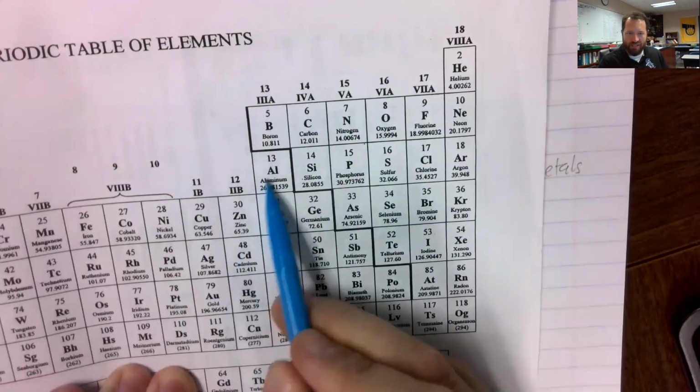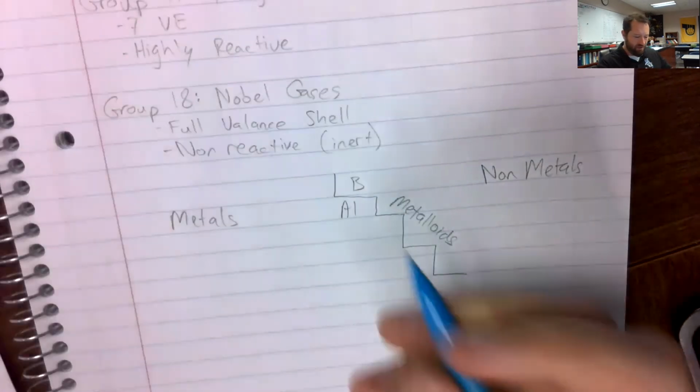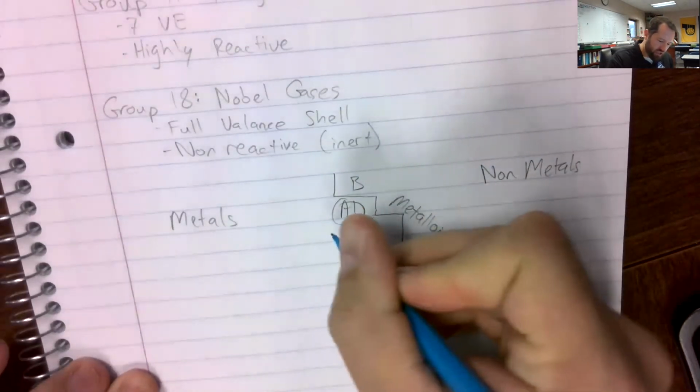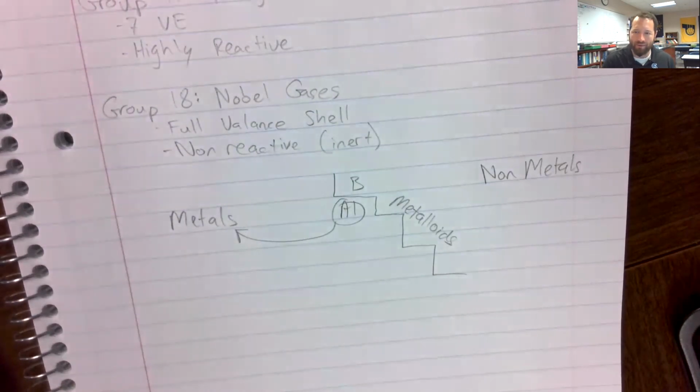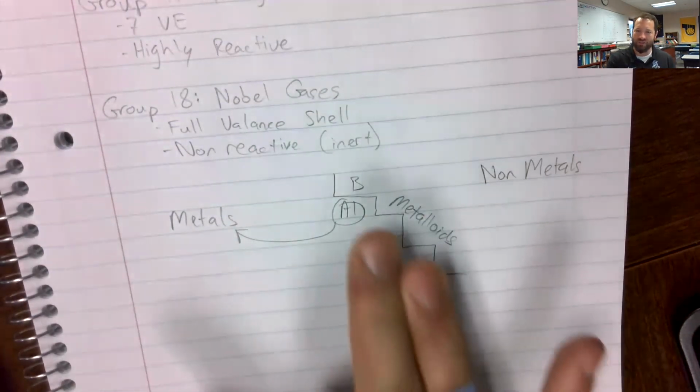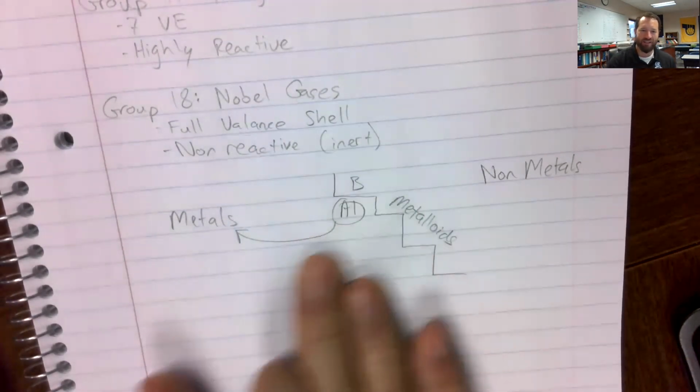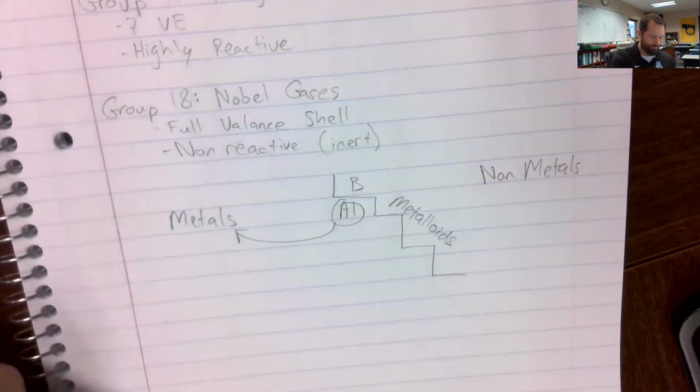There is one exception to touching the stair step line, and that is aluminum. Aluminum is a metal, not a metalloid. It does not have non-metal properties. He is a full-on metal.